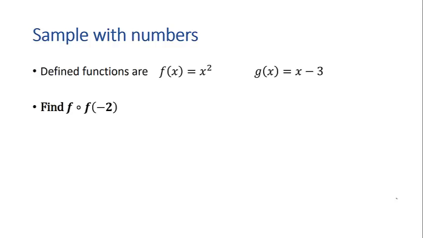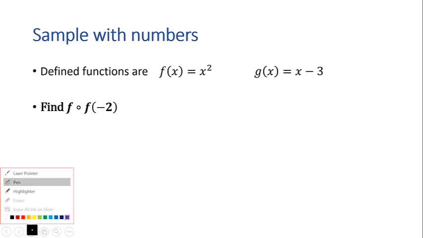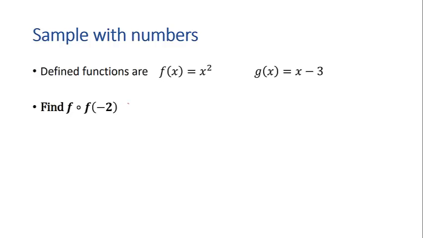This last example is going to just show you what could happen if you do have to do a composite of the same function. We're still using the same defined functions of f of x equals x squared and g of x equals x minus 3. So again, we're going to start on the right side and start with f of negative 2. So the function f of x, we're going to do f of negative 2.